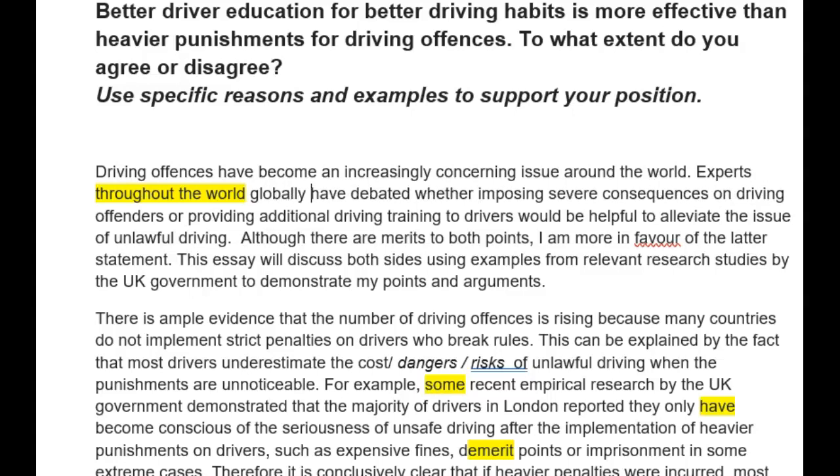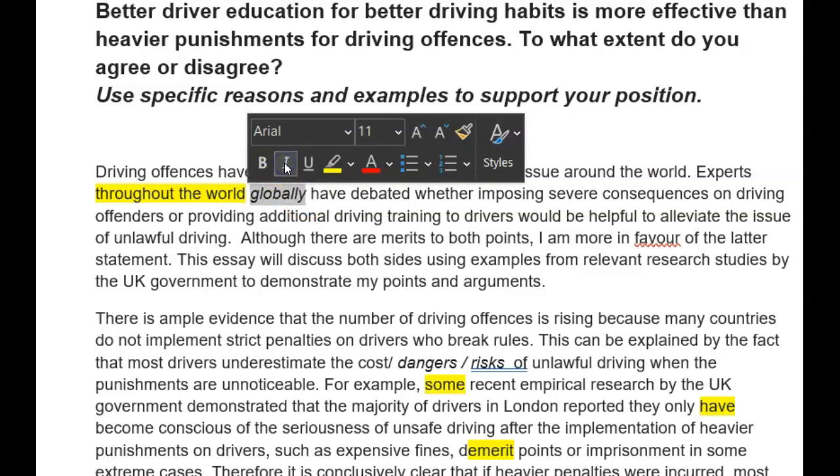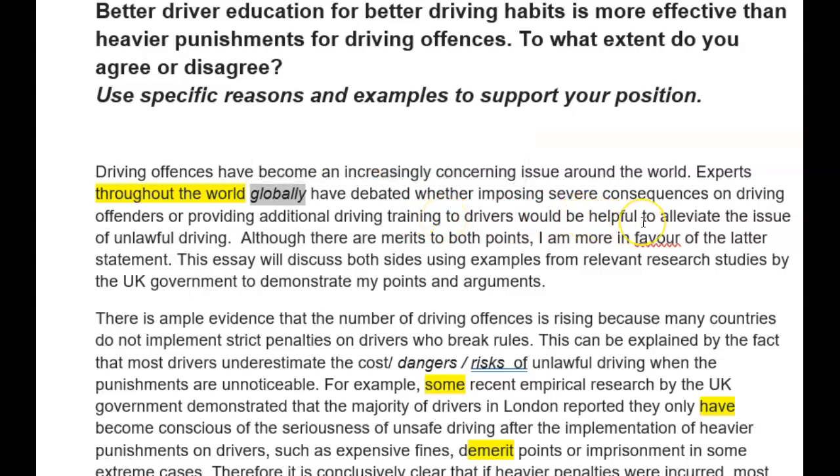Experts globally have debated whether imposing severe consequences on driving offenders or providing additional driving training to drivers would be more helpful to alleviate. For me, "more helpful in alleviating" sounds more natural, but this is not incorrect. So I would go more helpful in alleviating the issue of unlawful driving. But what you've done is totally correct. For me, it's just what sounds more natural. Although there are merits to both points, I'm more in favour of the latter statement.